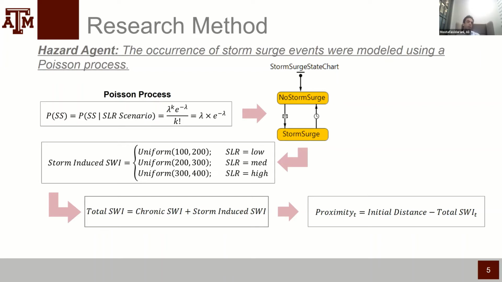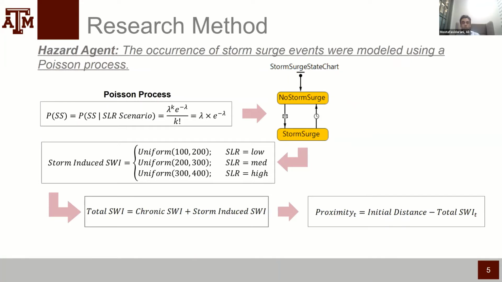Based on each instance of the Poisson process simulation, for example, over 100 years we might have 10 of those storm surges. In one scenario we might have 20 of those, in another we might have 5. Using this Poisson process, we can model thousands of scenarios to see the instances and timings of those storm surges. Based on a storm surge, we can translate it to an acceleration in the intrusion of saltwater into the well fields. The total saltwater intrusion is then determined by the chronic intrusion from the previous model, plus the intrusion modeled based on this Poisson process.